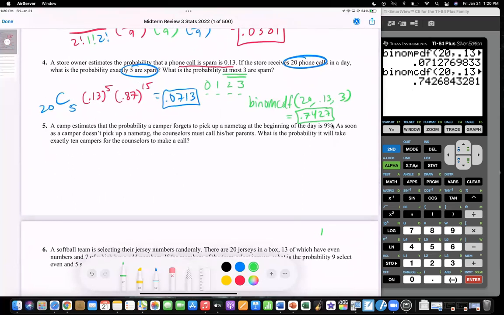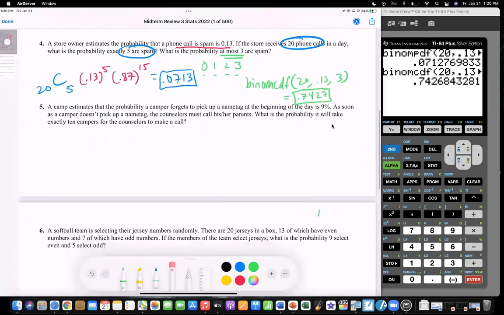All right, so that one is a binomial problem. Okay, you just have to worry about the arrangements because it's not just the first 5 are spam and then the last 15 are not spam. You have to talk about all the ways that could be arranged.